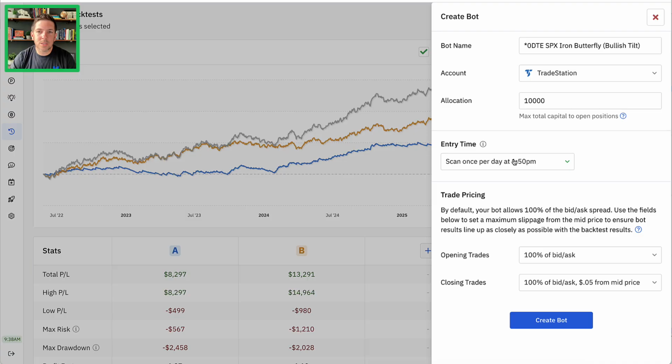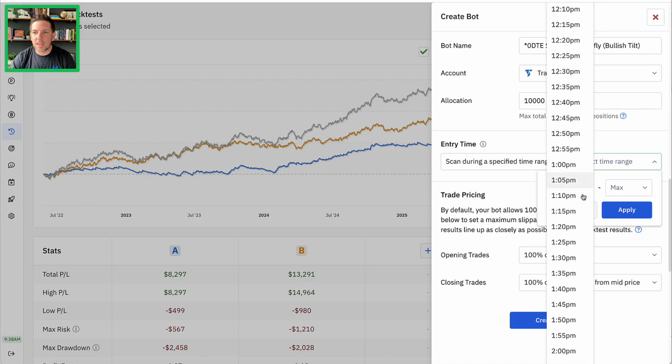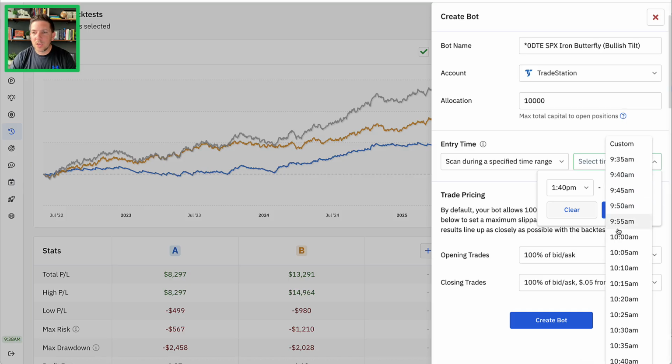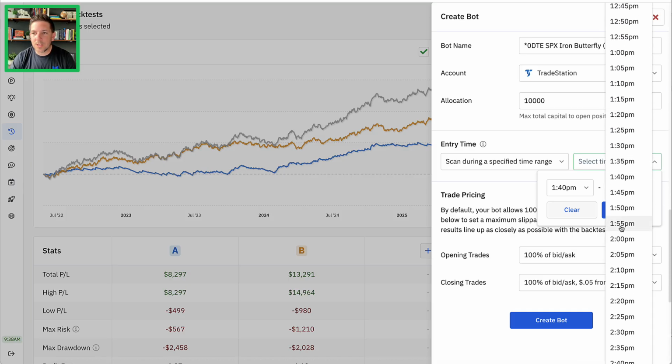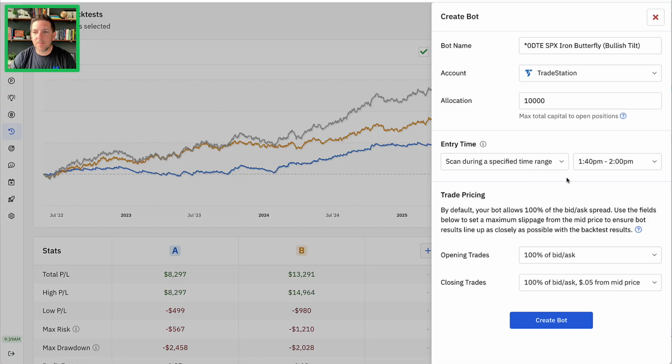Scan time when it was backtested was scanned once per day at 1:50. Obviously, I'm going to increase that time range just a little bit. So I'll probably go just slightly outside that time range. We'll go 1:40-ish to about 2 o'clock if we need to get into a good position. I don't think we'll need much more time than that. So it just brackets that 1:50 range just a little bit and tries to get into that position if needed.